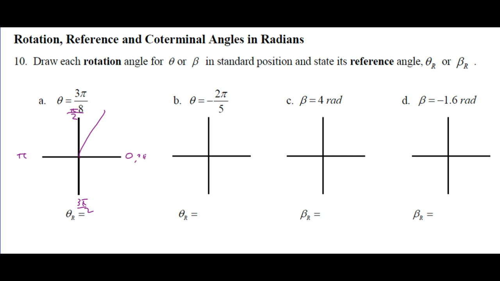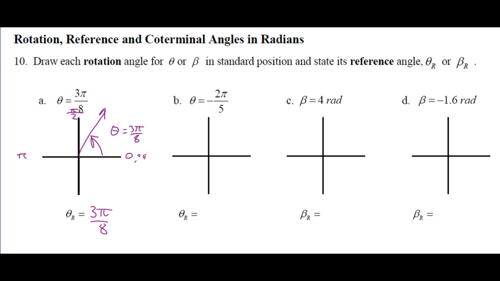I'm going to indicate an angle of 3 pi over 8 by indicating a positive rotation. Okay? And what is my reference angle for this? It's the same, right? It's 3 pi over 8. So here we can write theta is 3 pi over 8, so I'm indicating, and the reference angle is 3 pi over 8.